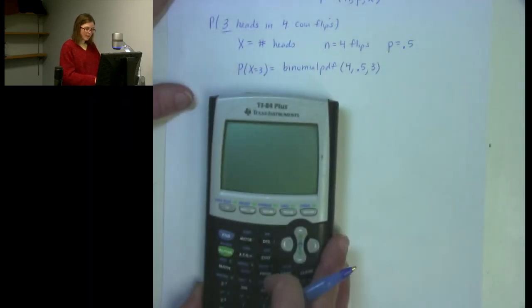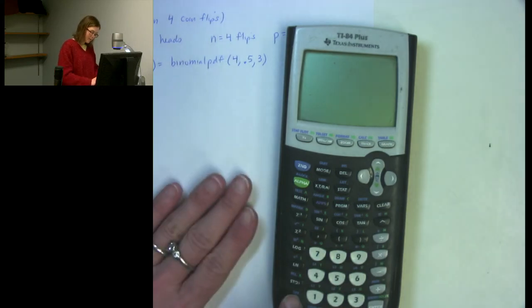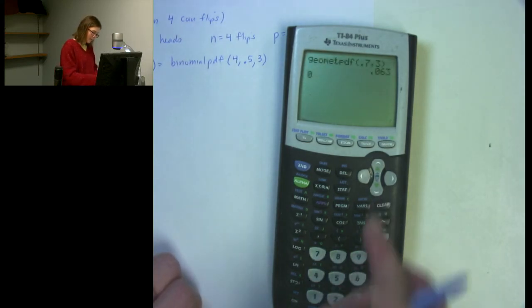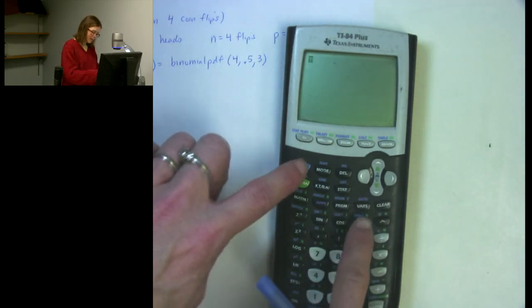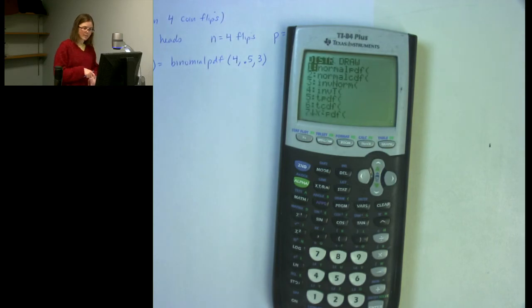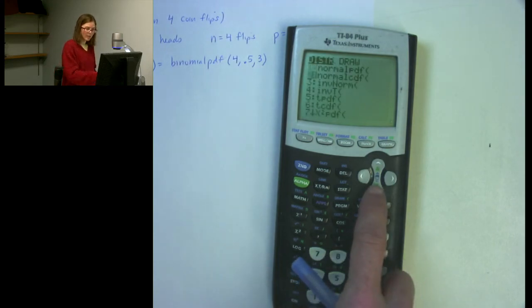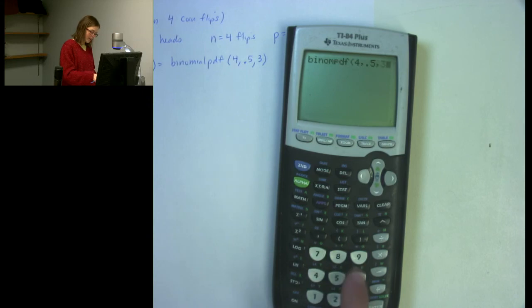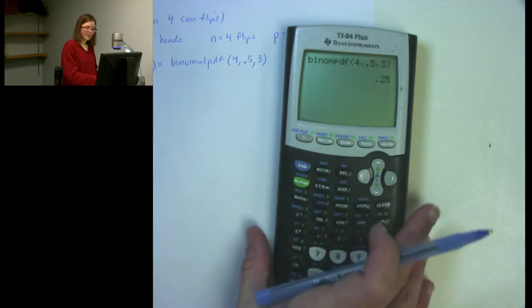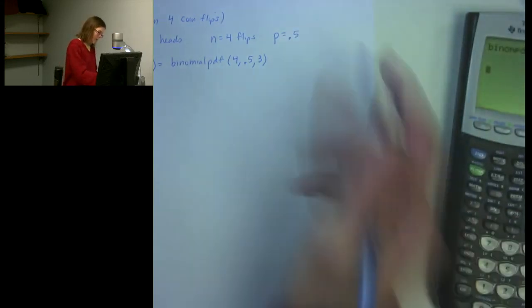So to do this, I'm going to go to the distributions, so I need the second key, and then above vars it says distributions. If I scroll down to the binomial PDF, press enter, I can enter my values, 4, 0.5, 3, and it gives me my probability, 0.25.